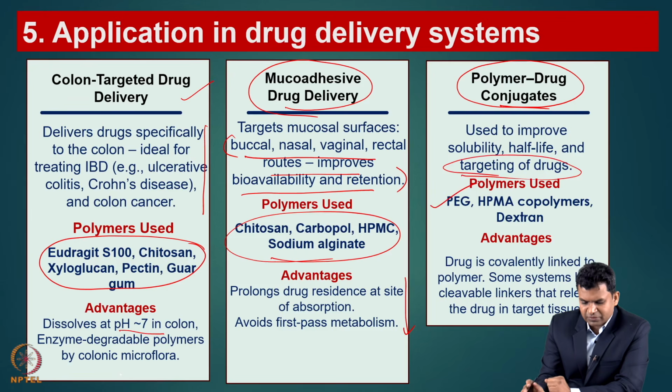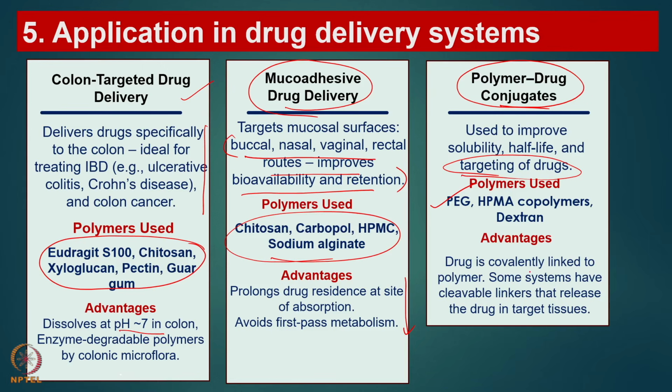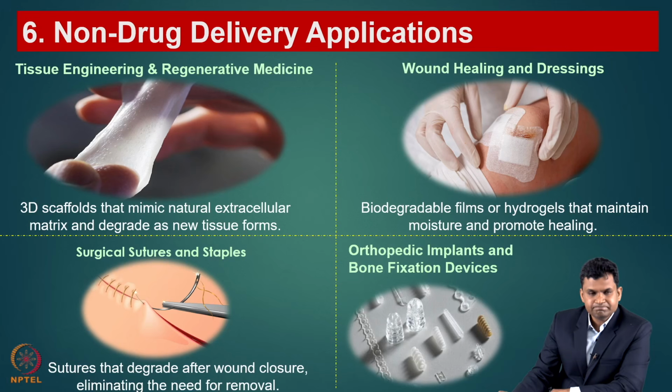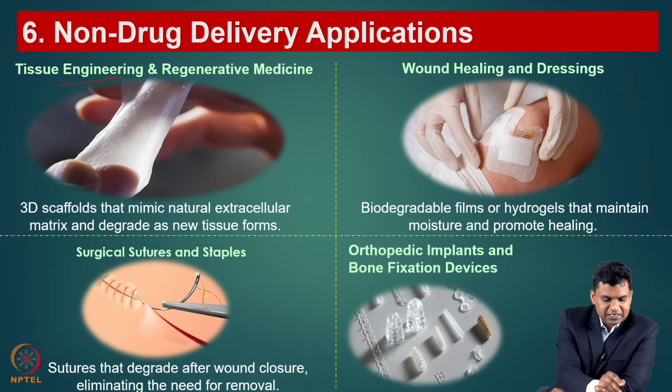These are a few polymers, there are so many polymers which we can use for polymer drug conjugation. Here the drug is covalently linked with the polymer, and that becomes a new molecule. Here are the non-drug delivery applications of the polymers. Here we use them for tissue engineering as well as regenerative medicine.